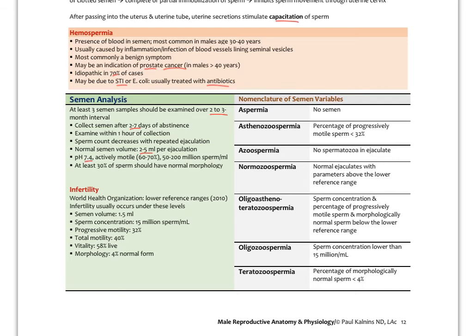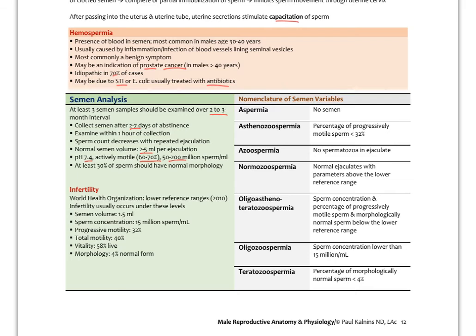We should have between 60 and 70% of active motility and about 50 to 200 million sperm per milliliter. And at least 30% of the sperm should have normal morphology. So those are all measurements that are used in assessing male fertility.